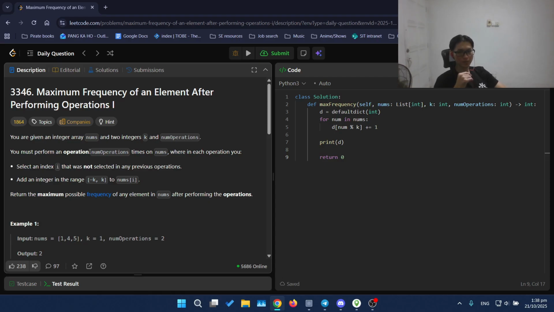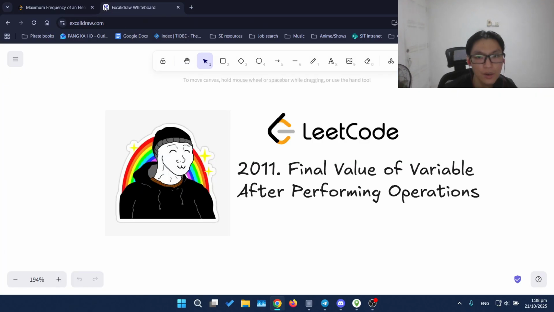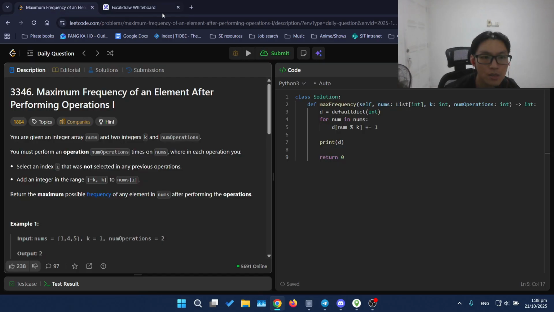Or maybe I can just think in terms of intervals. Can I think in terms of intervals? Okay, look, we can add an integer in this range. So we kind of can think in terms of intervals, right? Because it's not like we only add k. We can add any integer in the range. So we will bring our scatter draw.